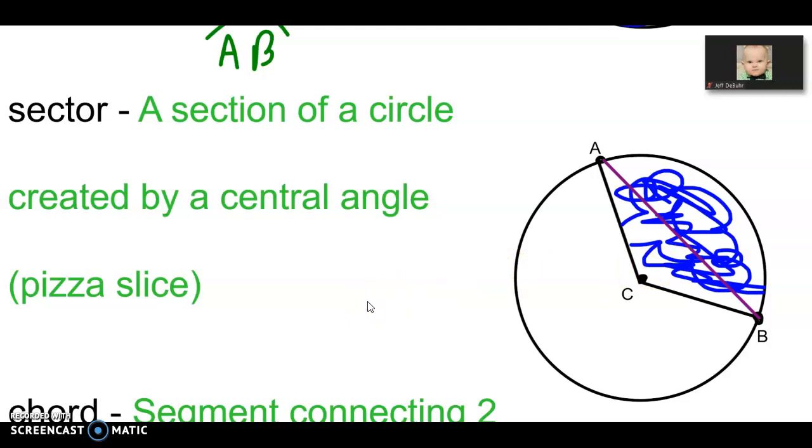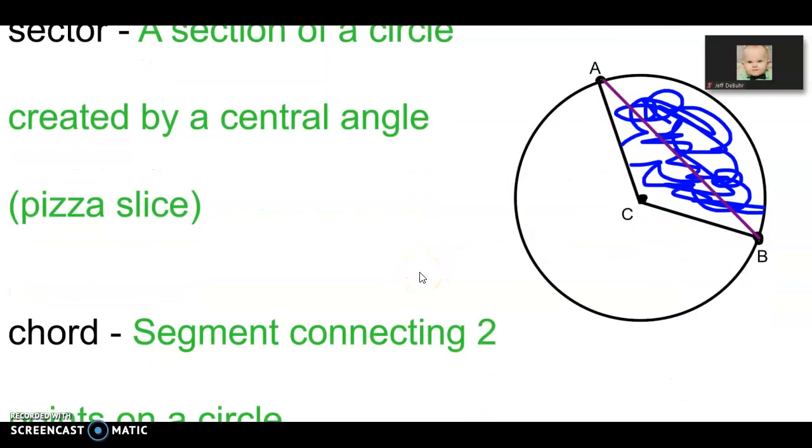Oftentimes people remember it by thinking of it like a pizza slice. You've taken the pizza cutter and you've cut out a big piece of pizza here, going from A to C, C to B. That sector, the pizza slice, is what is called a sector. It's that one section that you've cut out.